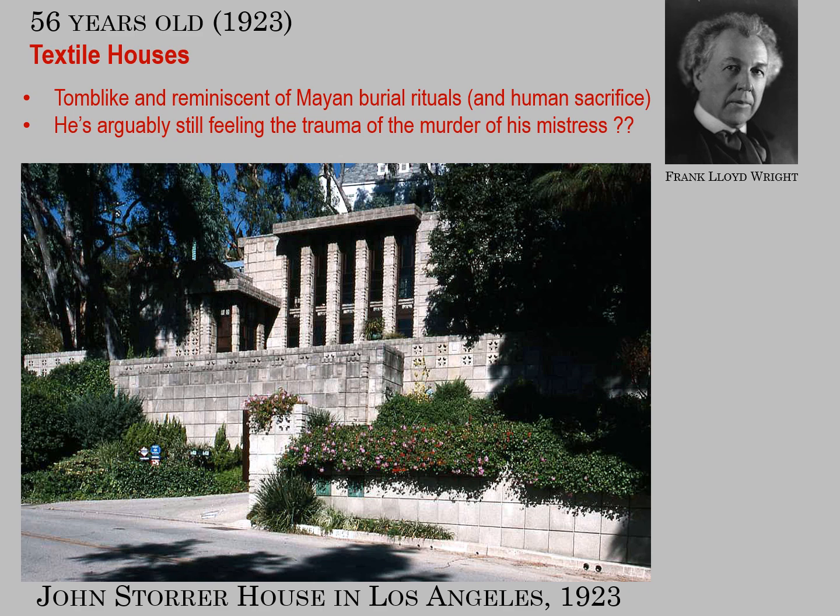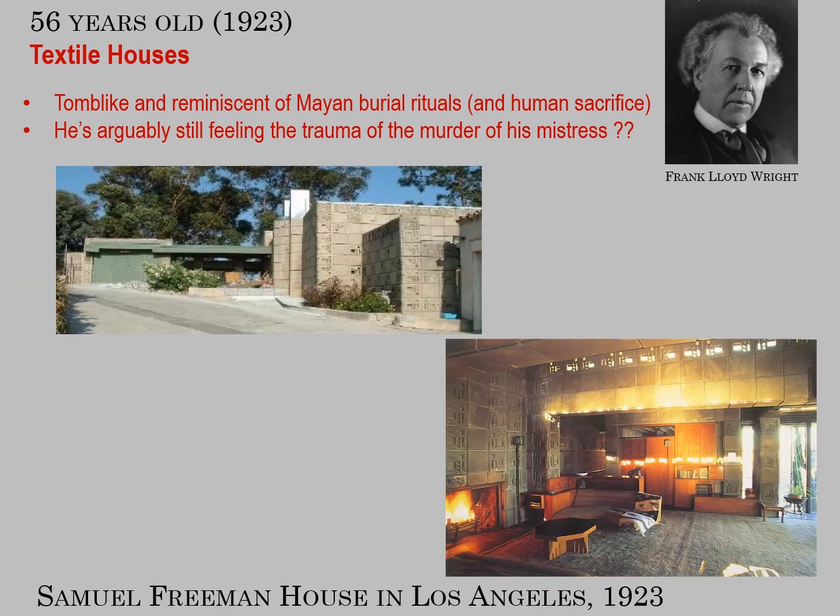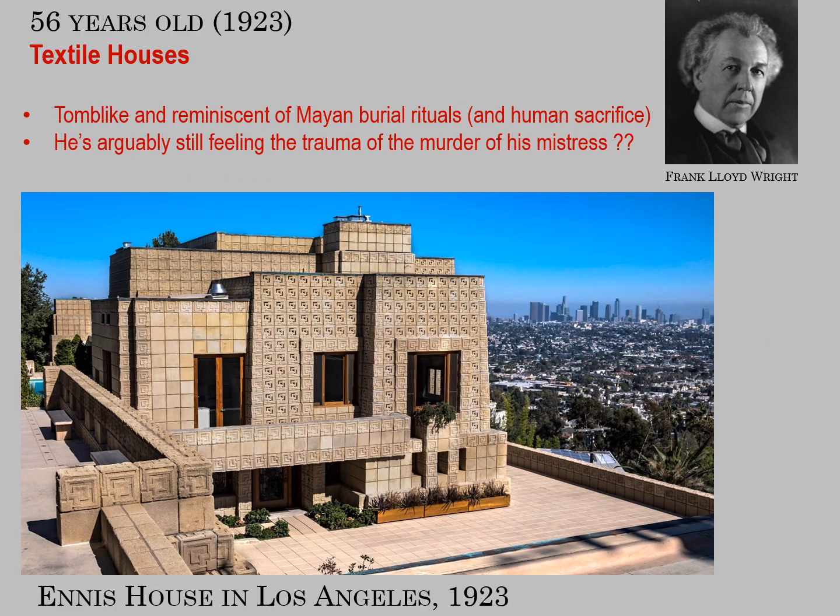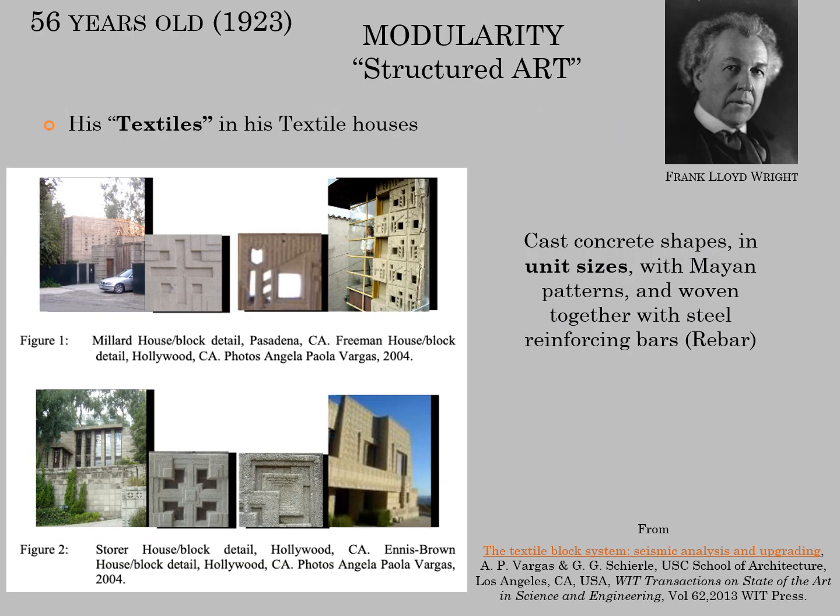So, this is the John Storer House, still with this Mayan look. Samuel Freeman House, same thing with these textiles. These are textile houses. Ennis House, textiles. And then, so you can see, I didn't put a video up here.